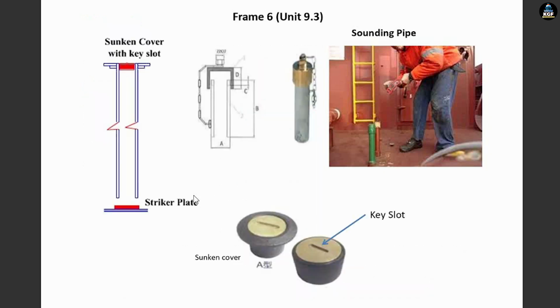So this is a sunken cover with key slot. You can see there is a key slot, so whenever you have to open this, you need a key. And there will be a striker plate. Once your bob comes down, it should not touch the ship's bottom again and again, otherwise there will be a hole. So to avoid that hole and save a large amount of money, there will be a striker plate. Once the striker plate is completely decayed, you have to change it.